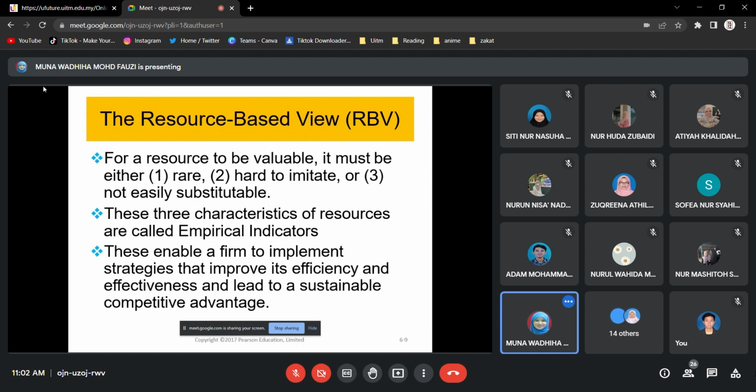So when we talk about RBV, in the RBV model resources are given a major role in helping companies achieve higher organizational performance. So basically, when we talk about resources, there are two types: tangible and also intangible.